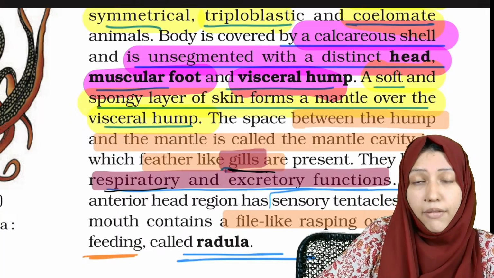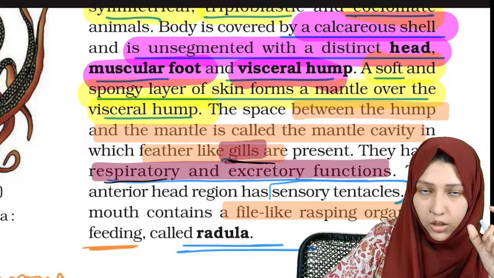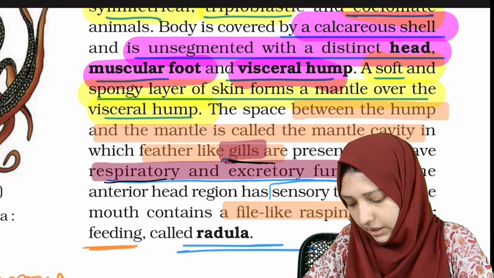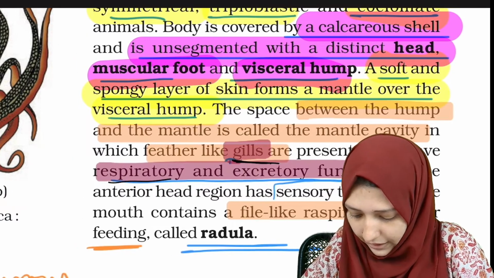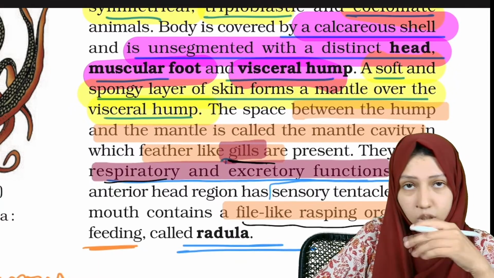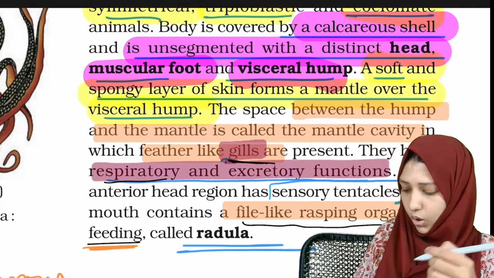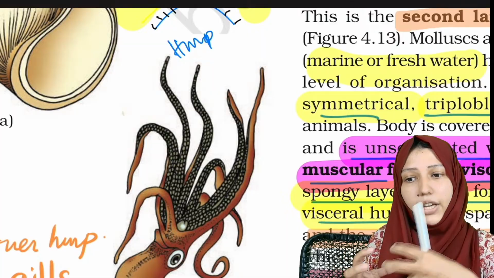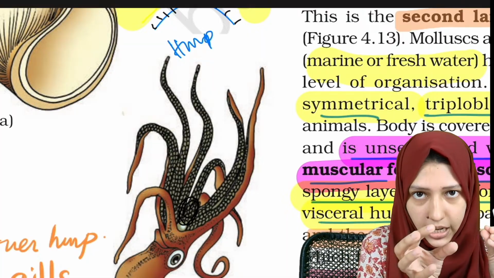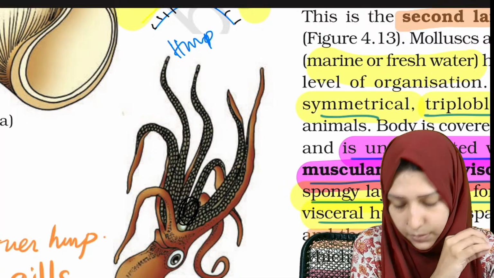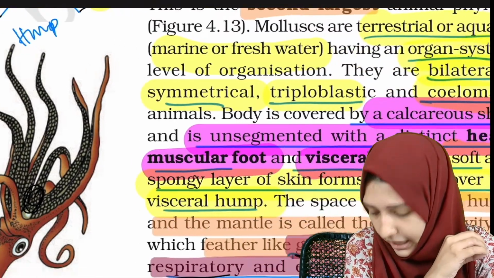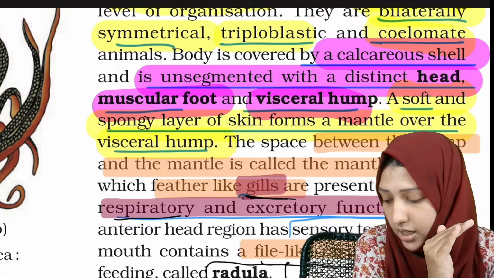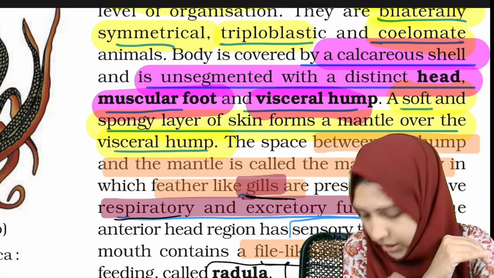The anterior part of the organism has tentacles, which are helpful for sensation. It has one more feature, a file-like rasping organ for feeding. Just see, this is an octopus, right? In this octopus, the feeding is through this area; they have a feeding organ known as radula. It is a rasping organ. Radula is seen in phylum Mollusca. Don't forget these specific characteristic features: radula in Mollusca.